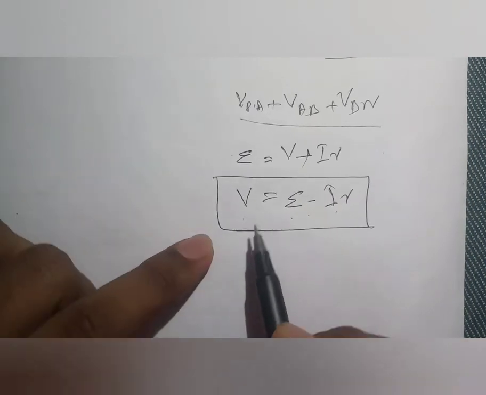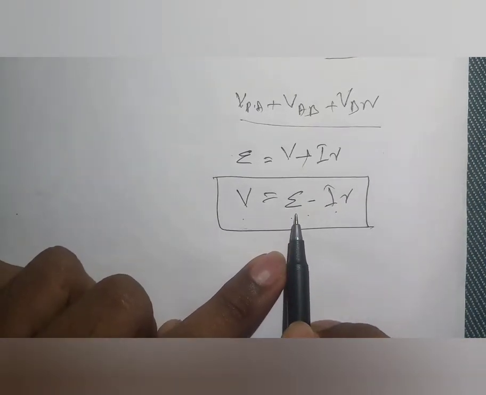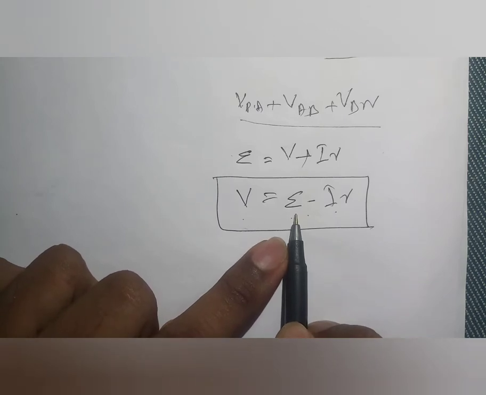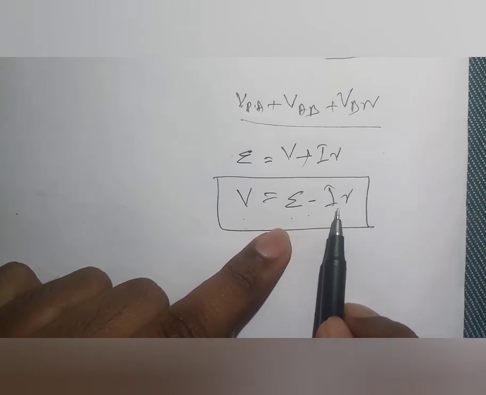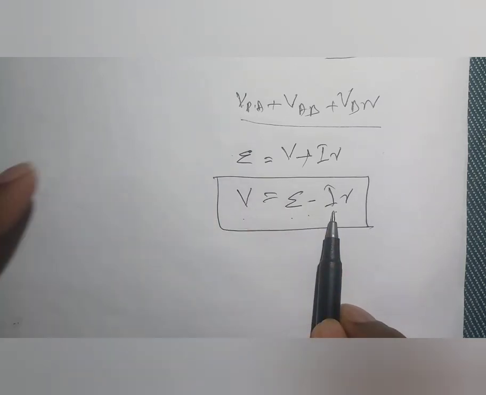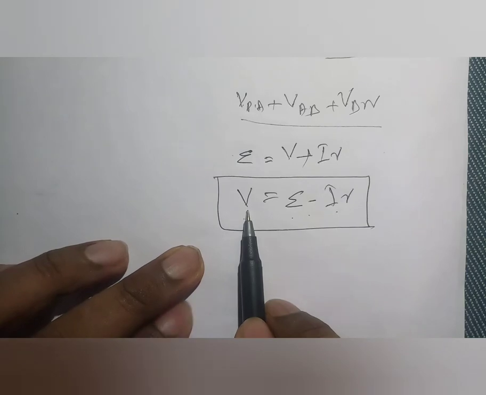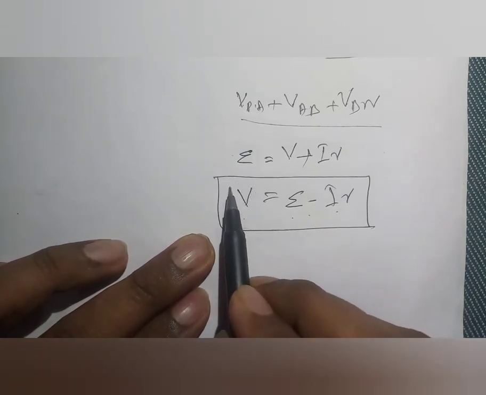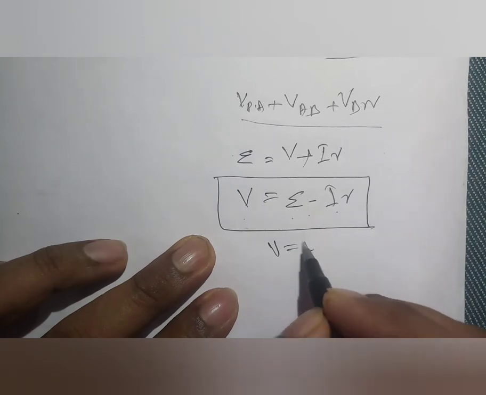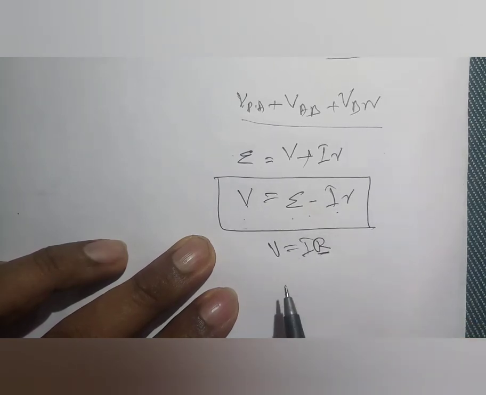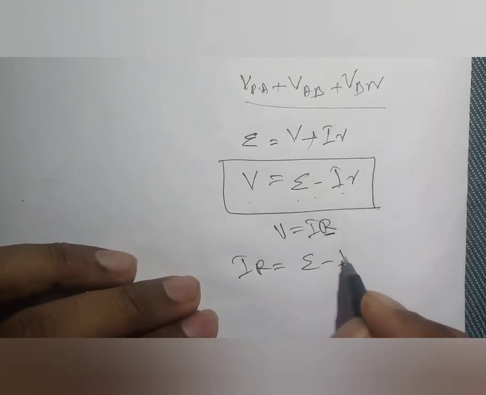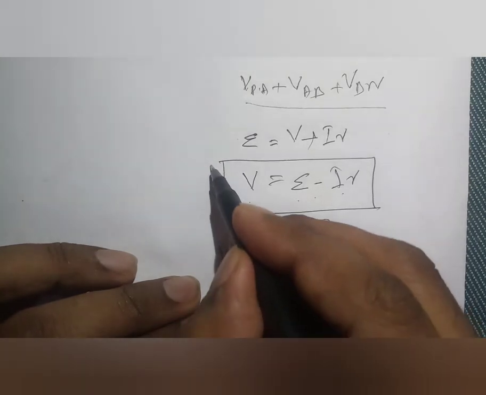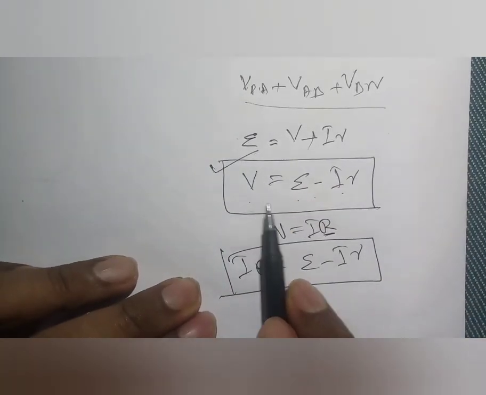Once more I am telling, this E is the EMF, which is the open circuit voltage. So when you close the circuit, there will be some drop inside the cell itself. That is given by minus I into R. This I is the current when you close the circuit, which is passing through that one. And here we have V. This is the voltage available outside the cell. This V is again I into R itself. Here this R is the outside resistance. So this can be written as I into R is equal to E minus Ir. Like this also you can write, but as a general equation we will use this one: V is equal to E minus Ir.